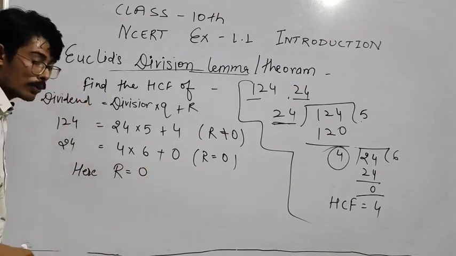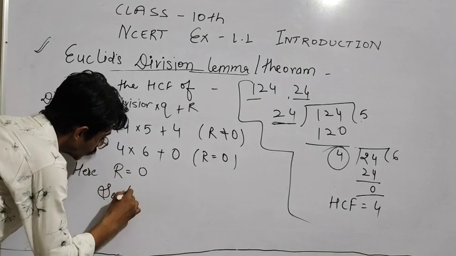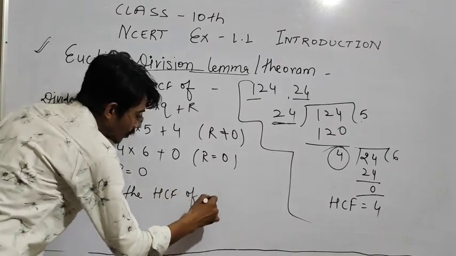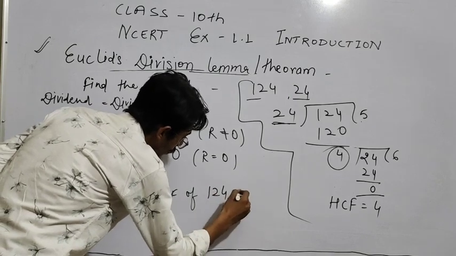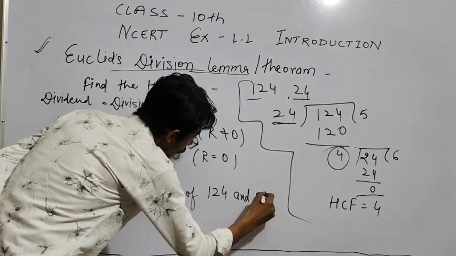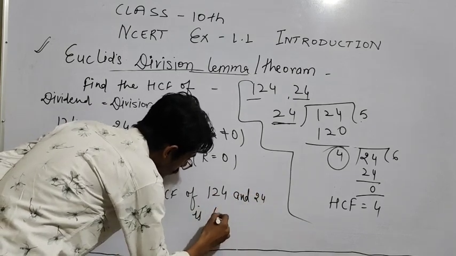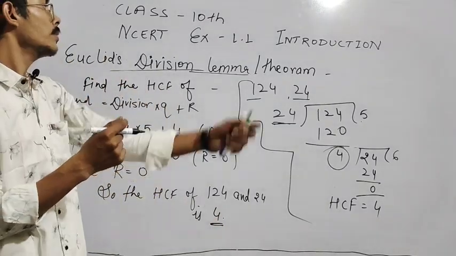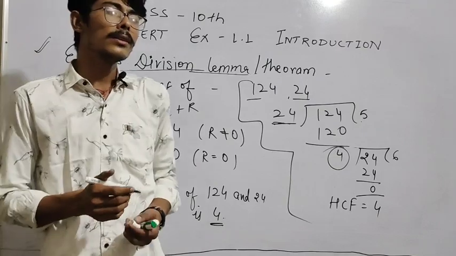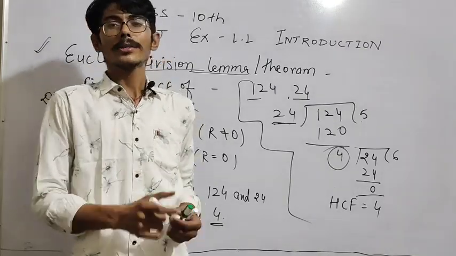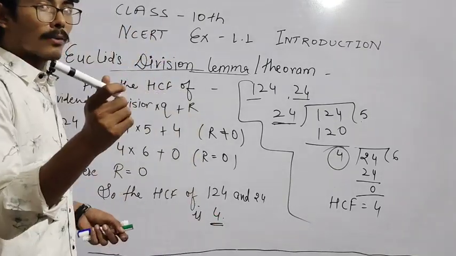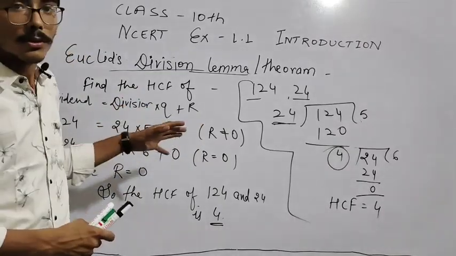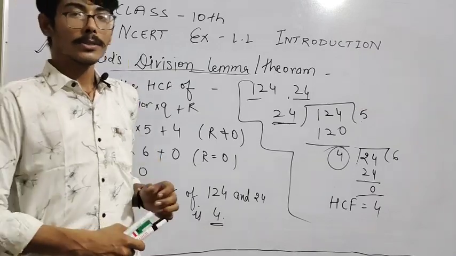So we can see here R is equal to 0. So the HCF of 124 and 24 is 4. It's done. This is your Euclid's division lemma or Euclid's division theorem. We have used it to find out the HCF of any two positive numbers.